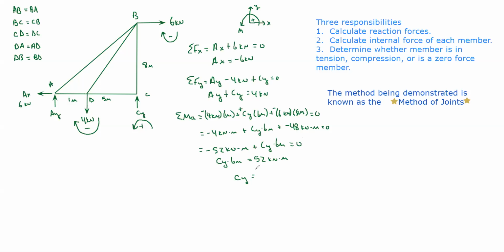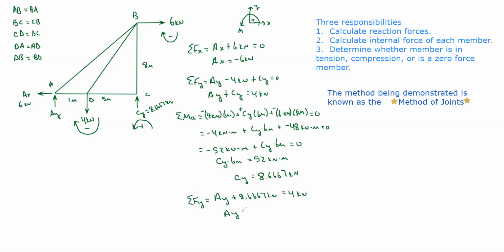You end up with CY is equal to, I lost my place, 8.66 kilonewtons. I'll go ahead and record that up here. 8.667 kilonewtons. That then allows us to go back into the summation of the forces in the y direction. The summation of the force in the y direction would be AY plus 8.6667 kilonewtons is equal to 4 kilonewtons.